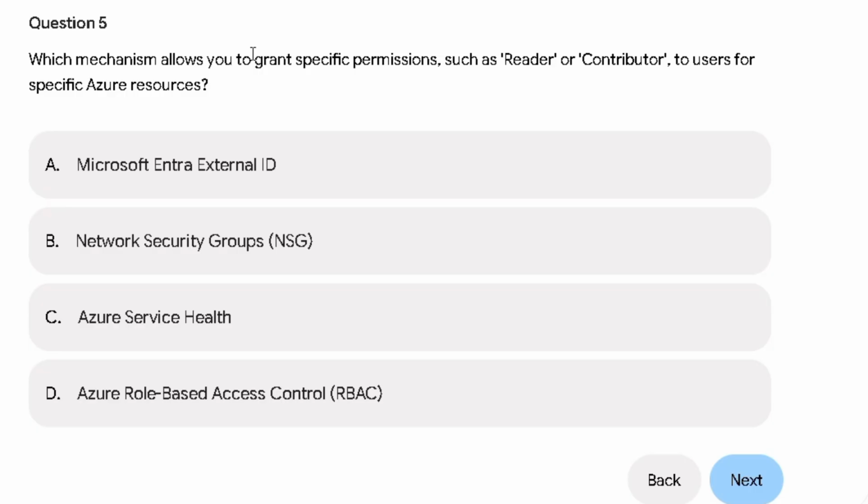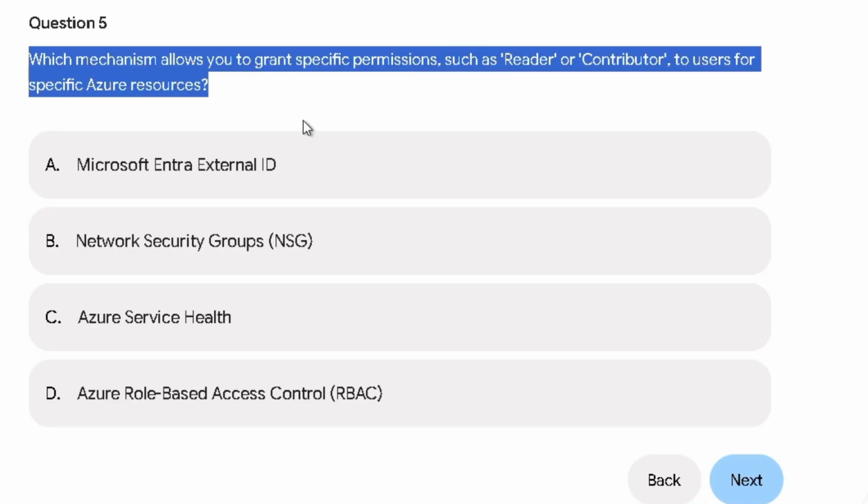So this one's a little hard question, but try to find the correct answer. So let's start. Which mechanism allows you to grant a specific permission, such as reader or contributor, to users? So we can start with Microsoft Entra External ID. I don't think that's a thing, so we're going to skip that one.